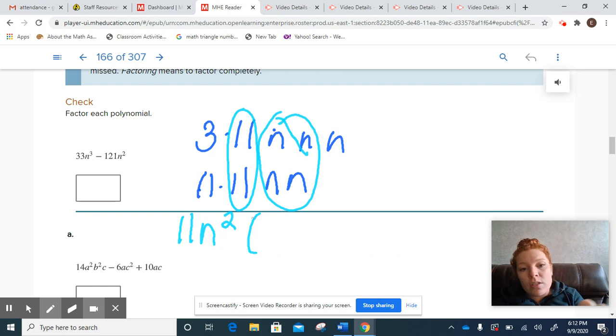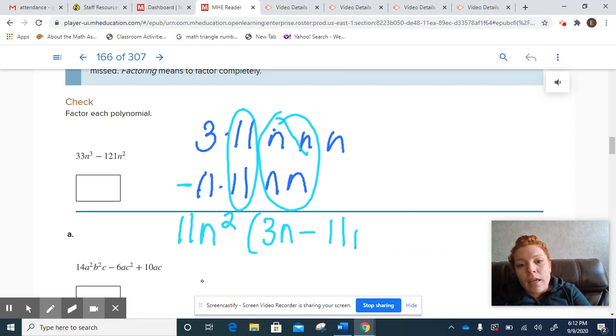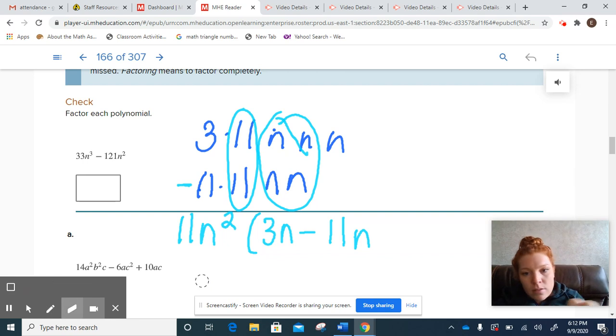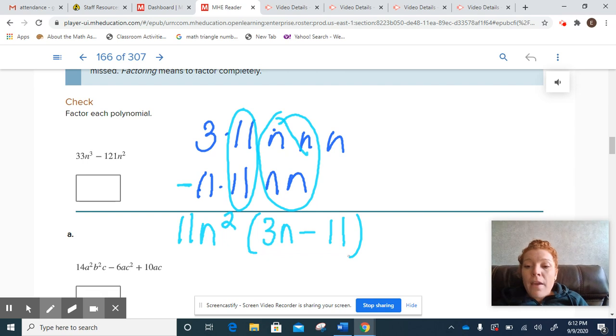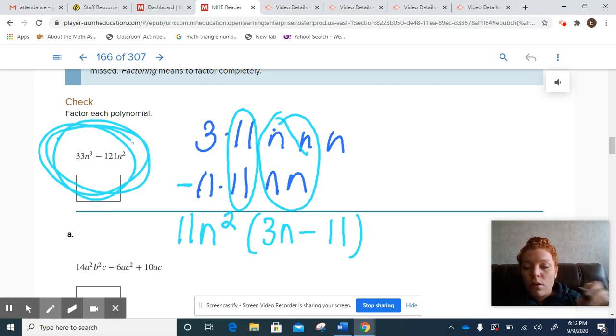So the top, which is coming from the 33, has 3n left. And then the bottom, which is coming from the 121, has, oops, I forgot the negative on that 11. Sorry. Negative 11. Actually, no n. The n's are gone. We used them. I got to erase this. So there we go. And there is our factored form using GCF. Now, if you wanted to check this, distribute the 11n squared back in, and you should get back to this original problem.